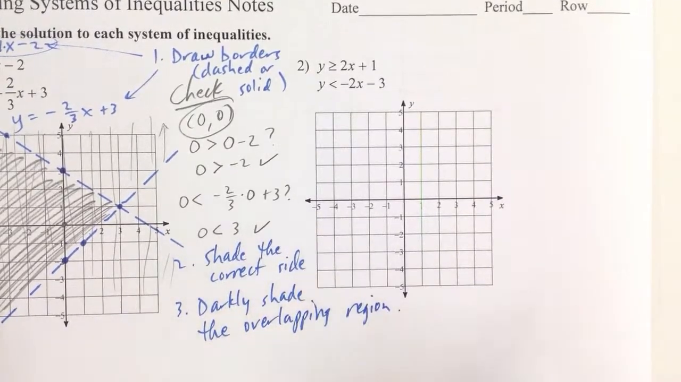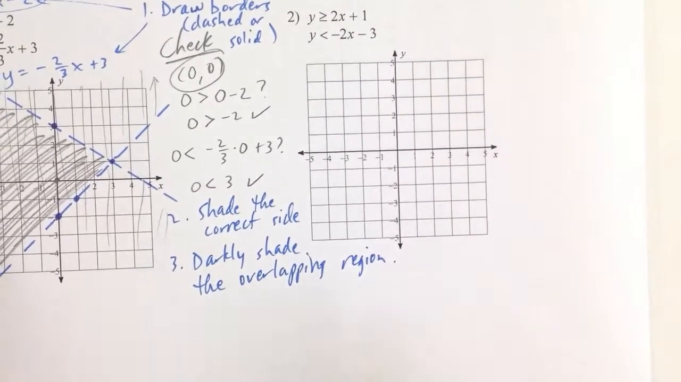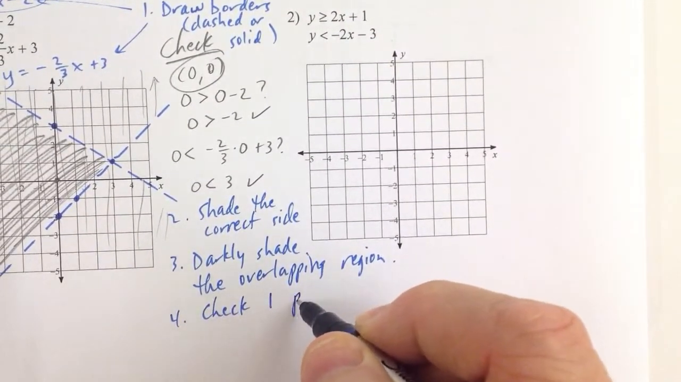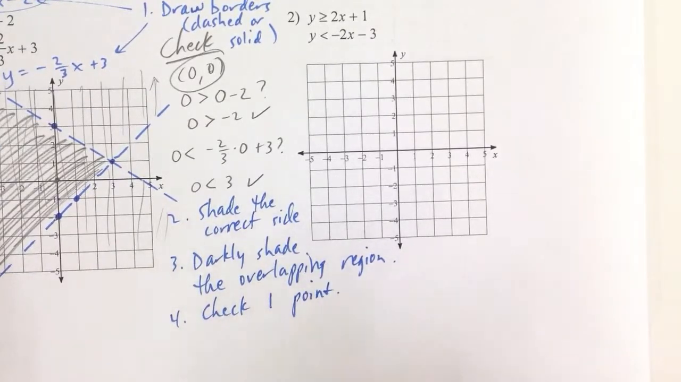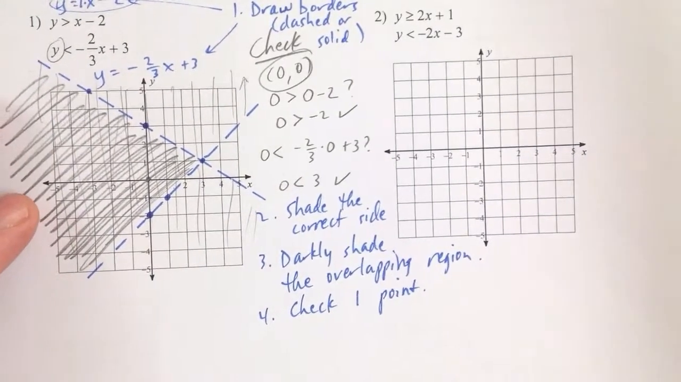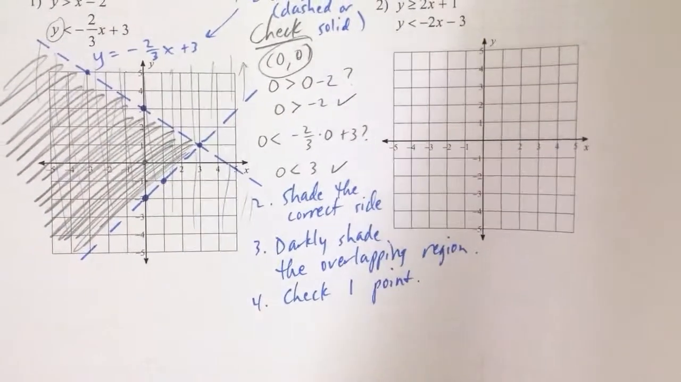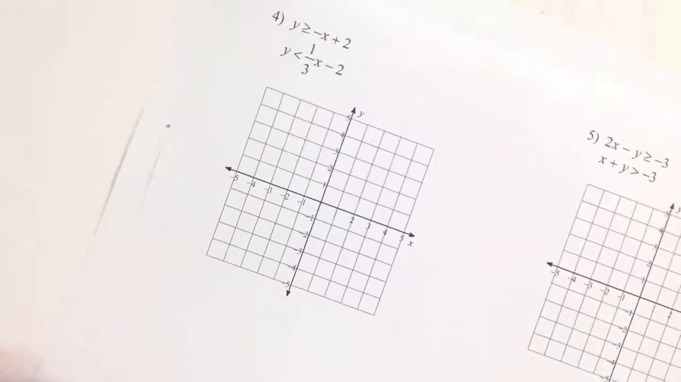So wherever we have an overlapping region, that's the part we shade. And then number 4, we check. Check one point in the darkly shaded overlapping region to make sure that it makes both inequalities true. Okay, so we've got that. That only took 6 minutes.